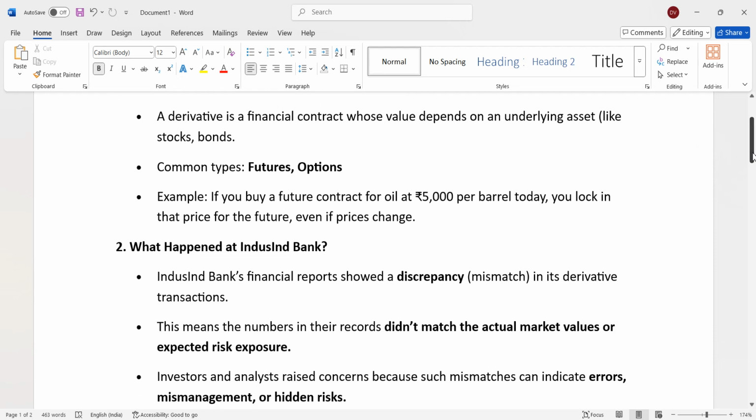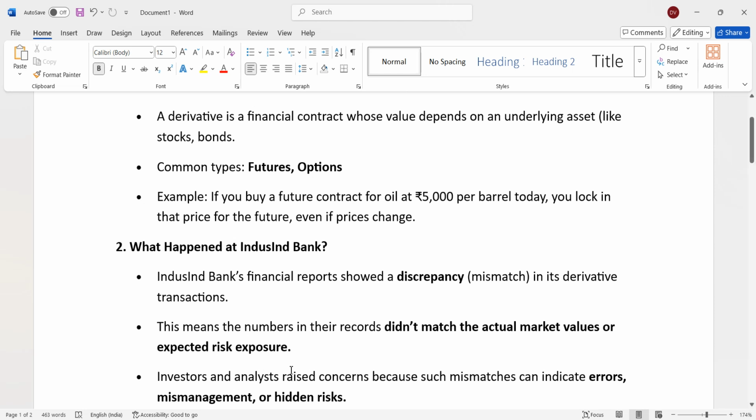So what is the discrepancy in derivatives? Let's get into that. What happened at IndusInd Bank? IndusInd Bank's financial reports show a discrepancy. Discrepancy in the sense of a mismatch in its derivatives transactions. What does this actually mean? I'm going to give a very common, relatable example. This means the numbers in their records didn't match the actual market values or expected risk exposure. So the actual thing that happened is different from what is shown in the documents.